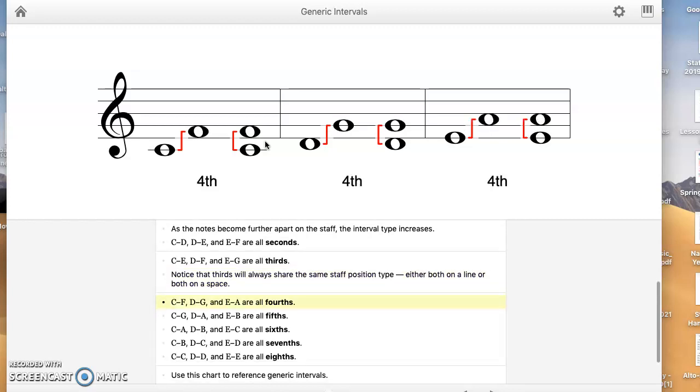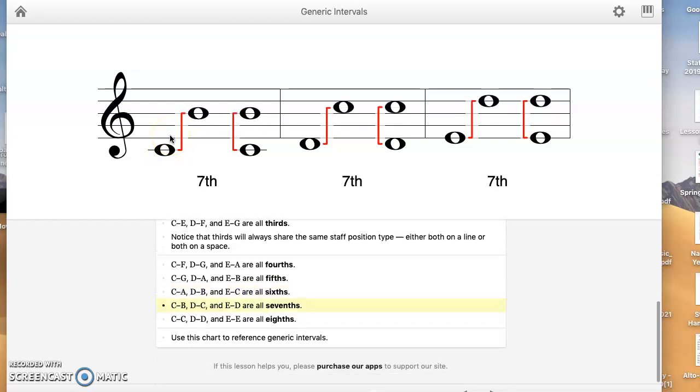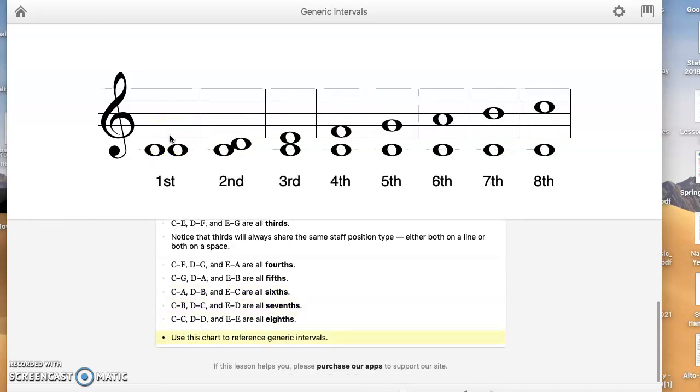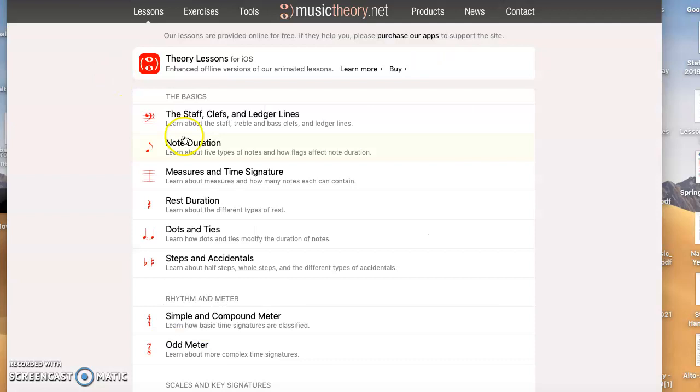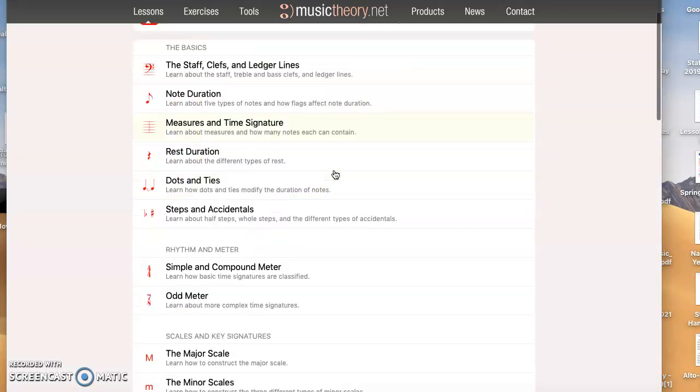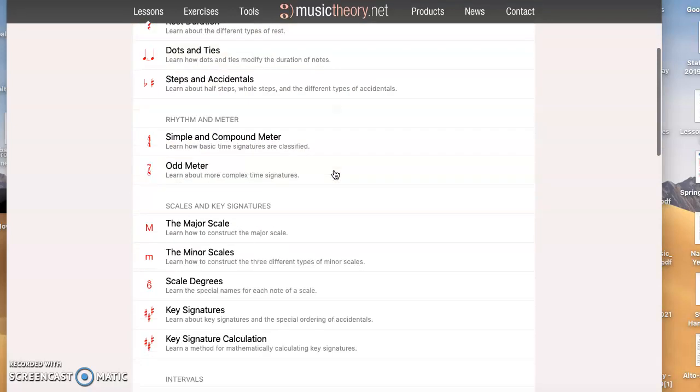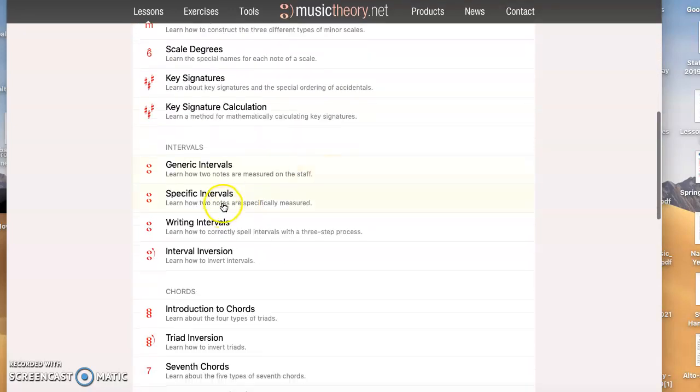Fourth is the same thing. You just count 1, 2, 3, 4. Fifth, sixth, seventh, eighth. Okay, those are generic intervals. And here is this chart to help you. An interval can start anywhere, so it doesn't always have to start on C. Now I'm going to go back and we're going to go to specific intervals.